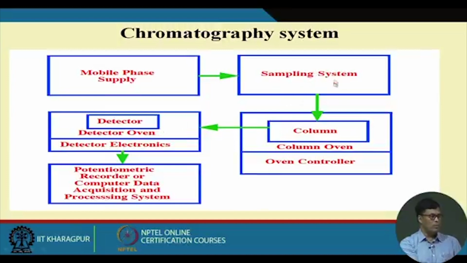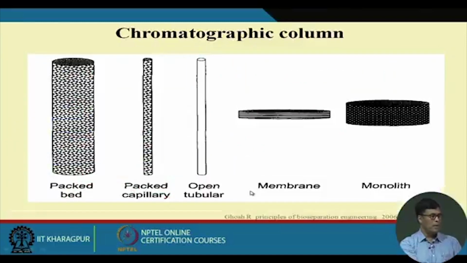So we pass through the column where the different components will be separated out, then the detector, and after the detector we have a potentiometric recorder and a computer data acquisition and processing system. That is how we can monitor the different concentrations of the material present in the samples.